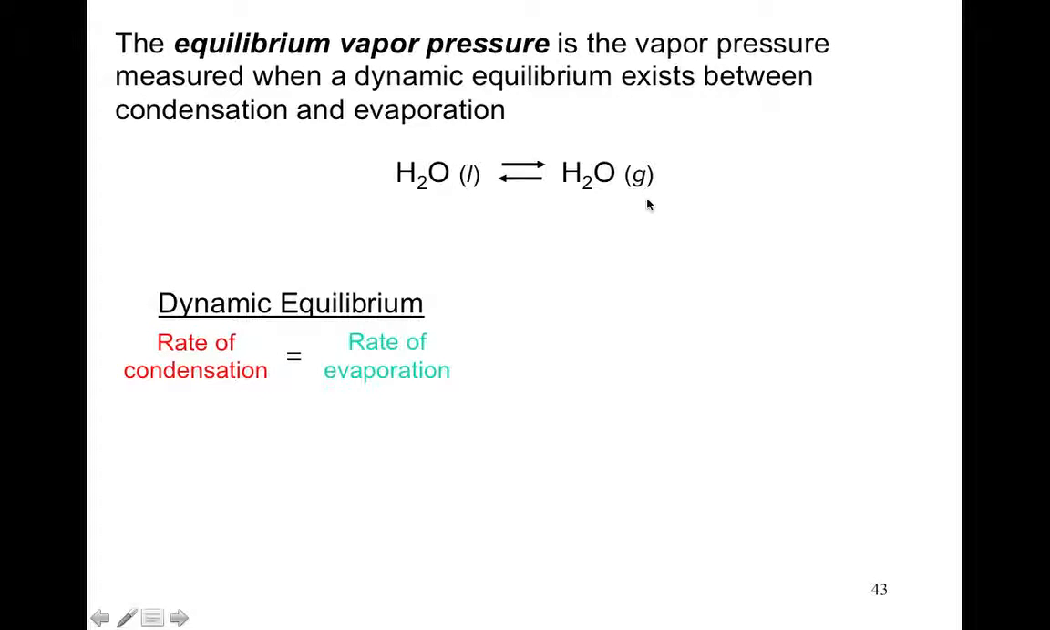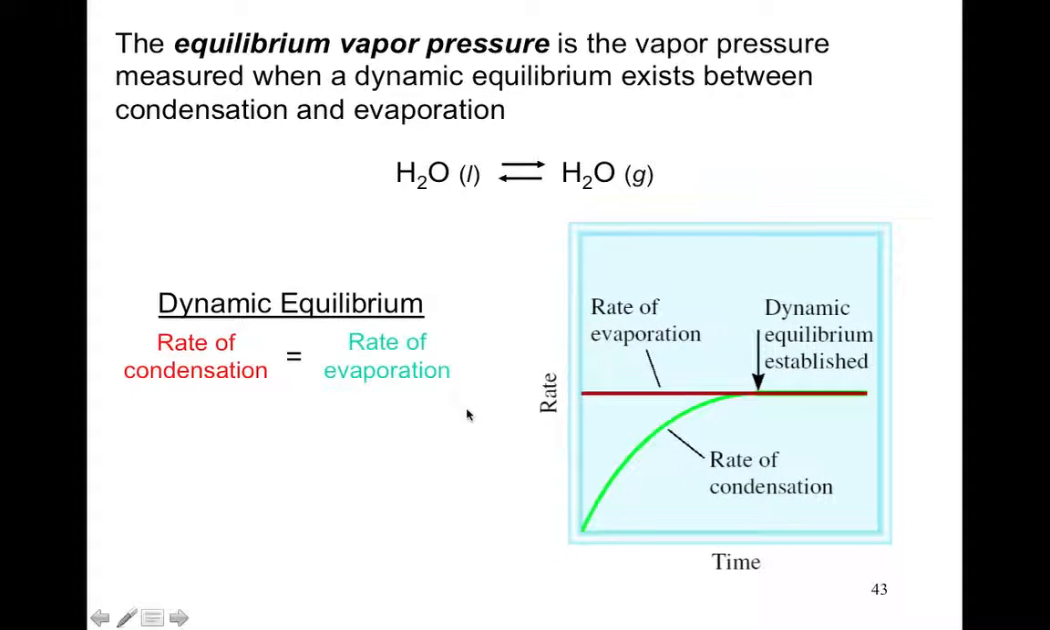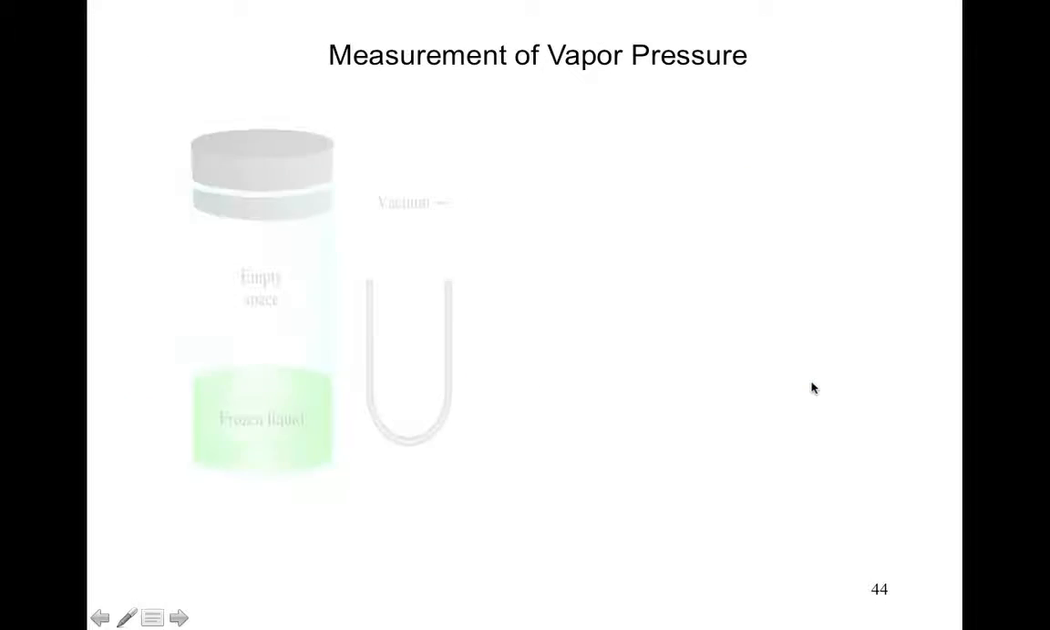So equilibrium vapor pressure is the vapor pressure measured when a dynamic equilibrium exists between condensation and evaporation. So as fast as gases are becoming liquids, liquids are also becoming gases. That's equilibrium. Here we have a glass of water sitting on a table at equilibrium between all of the liquid water in the glass and all the water gas sitting right above that liquid. Our dynamic equilibrium means that we have condensation rates equal to evaporation rates. It could look something like this: we're evaporating, we're condensing, and when we get to the point where these two are the same, that's equilibrium.